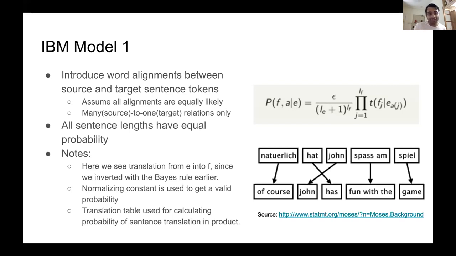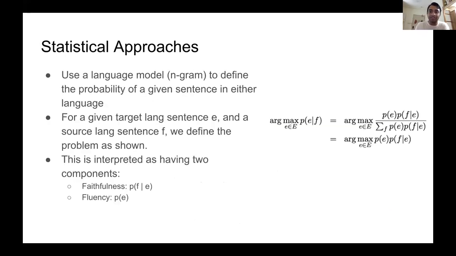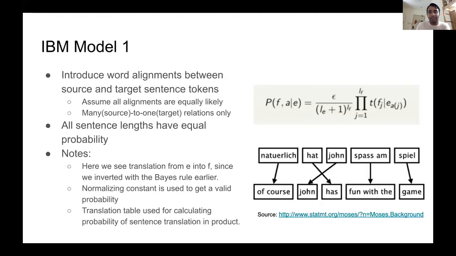The key here is that the first models only considered many-to-one relations, which means that many terms in the source could correspond to one in the target, but not the other way around. This was just one of the modeling constraints they imposed. And the idea was basically in line with the probability metrics that we calculated here. They tried to include alignments and calculate the same metric again.